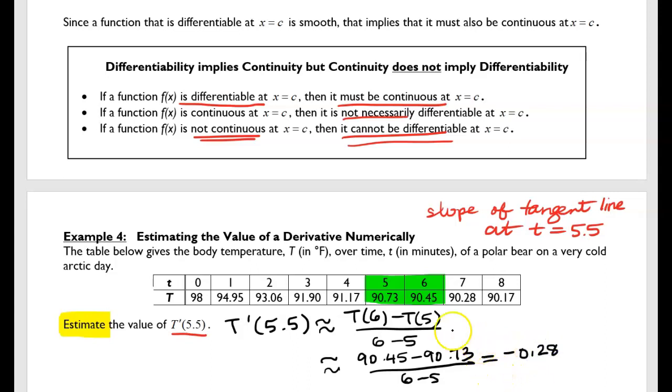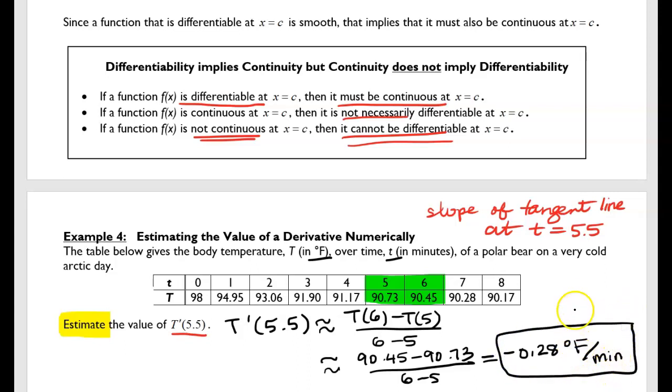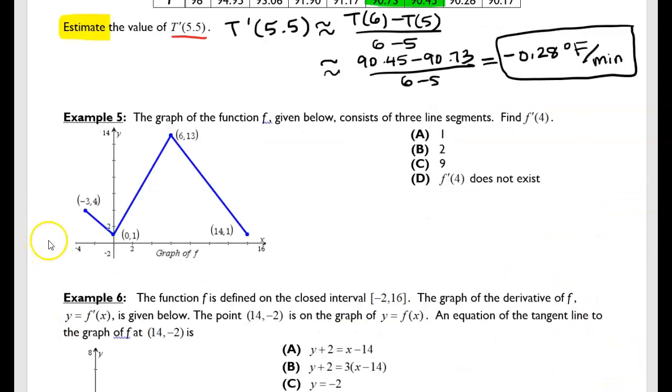And then the units: the units of the numerator, the temperature, was degrees Fahrenheit. The units in the denominator was over time, so degrees Fahrenheit per minute. That is my answer. So if you're asked to approximate a derivative from a table, it's just the slope of 2 points around it. So next is a common AP style problem.